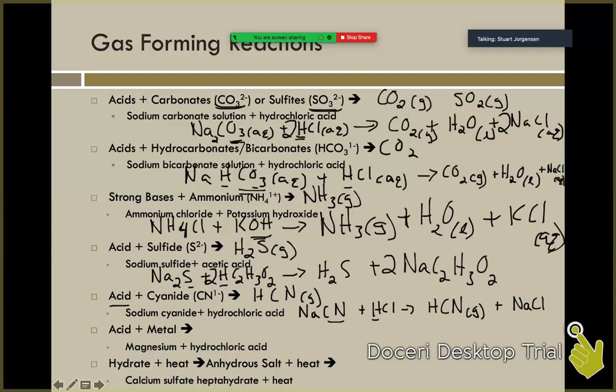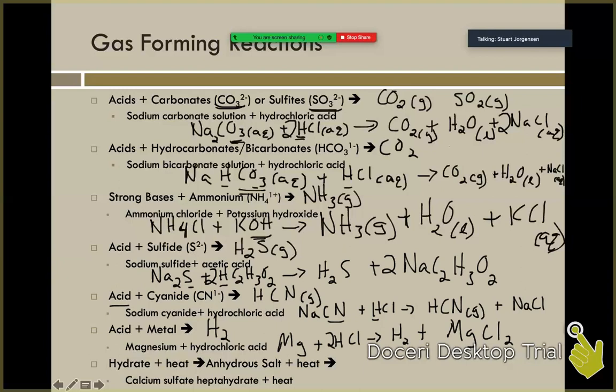Acid plus a metal, you've seen this before. Acid plus a metal makes hydrogen gas. We've done this one a couple times in the lab. Magnesium metal plus some hydrochloric, HCl. This is a single displacement reaction. That magnesium kicks out the hydrogen to make our hydrogen gas. It takes the place in that compound of our hydrogen, making MgCl2. And then to balance, we would need 2 of those acid molecules.